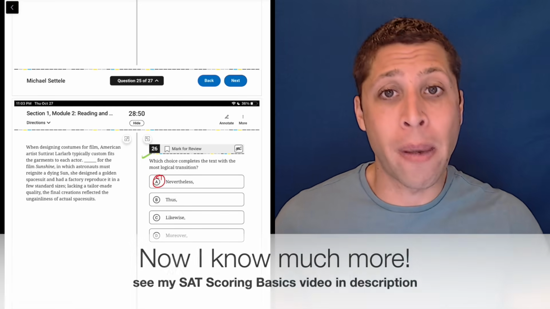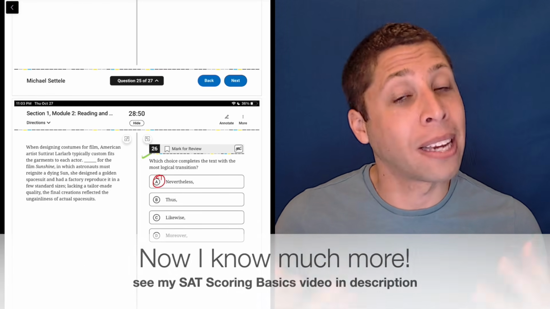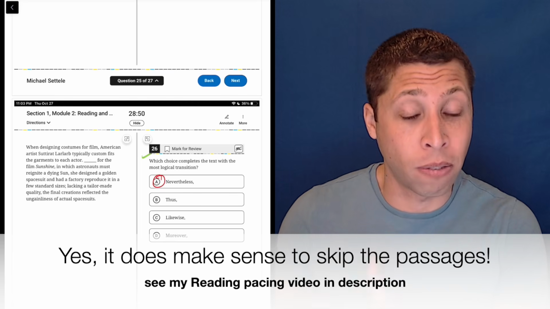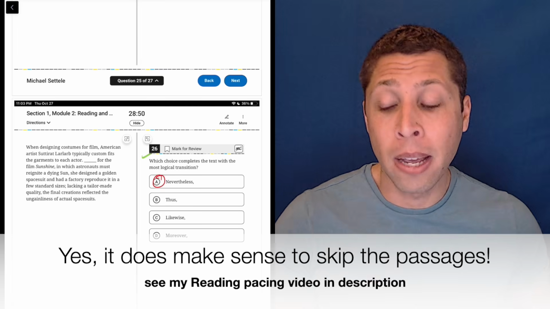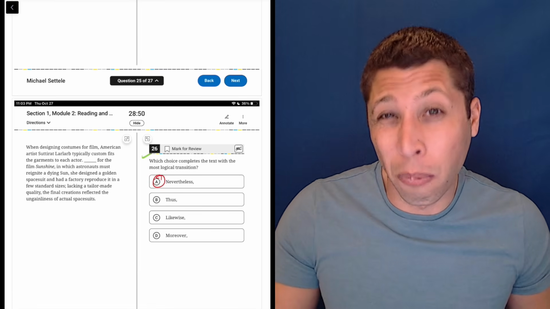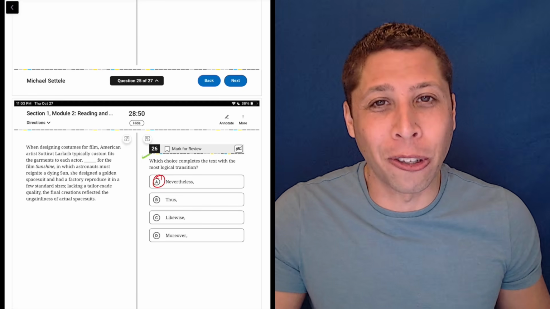I don't know enough about how these sections are scored yet. They haven't released enough information, so I don't know if it makes sense to skip the passage questions at first. You might be able to do that and gain the same scores if you had tried them, but I don't know. They might be worth more. We're not really sure yet what's going on. So as soon as I have that information, I will share it with you.